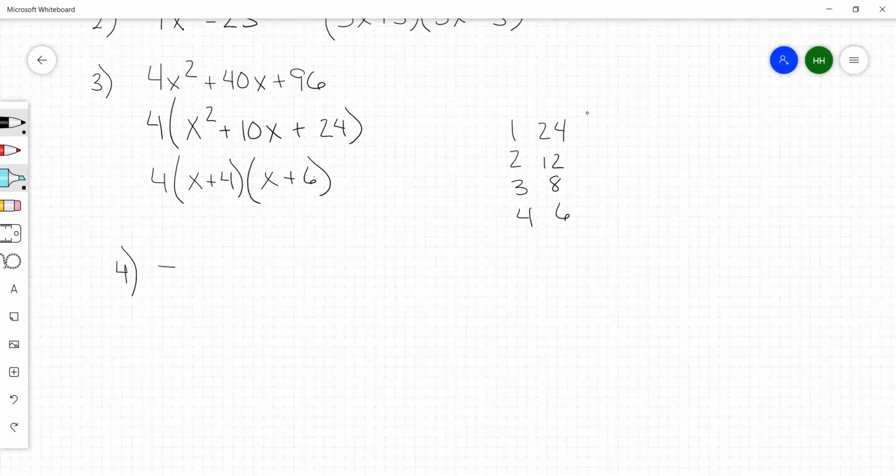Number 4, we got a negative x squared minus a 6x plus 16. When I see that negative out in front, I factor it out. I take out a negative 1. So x squared plus 6x minus 16.